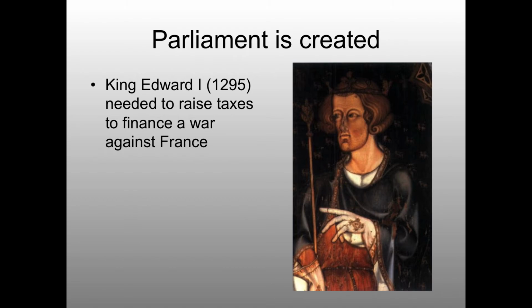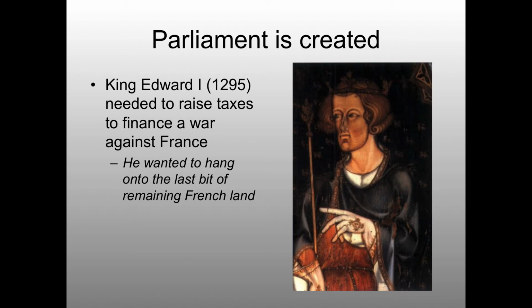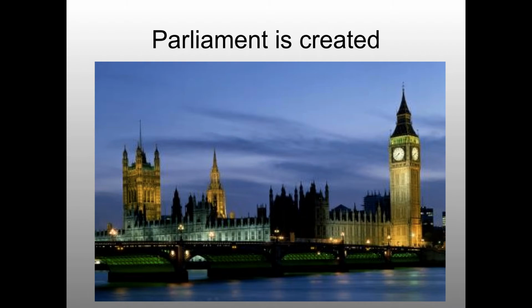Parliament is created. King Edward I, he needed to raise taxes to finance a war against France. And as we Americans know, raising taxes is never a positive thing. The people never like taxes, just like in England. He wanted to hang on to the last bit of remaining French land. You don't need to write that down. But basically, he raises taxes to finance a war against France. This is important because now we're going to have Parliament being created. As you can see right here, right next to Big Ben, Parliament is currently today.